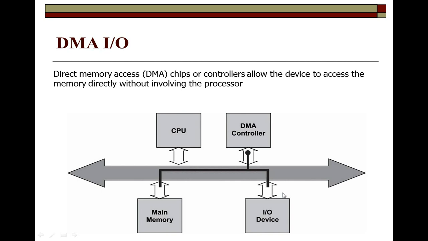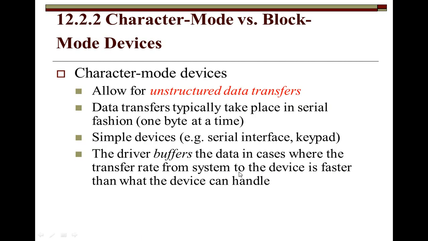Now next we are going to see the DMA input output. DMA is nothing but direct memory access. As I told you, DMA is a direct memory access chip, or a controller that allows the device to access the memory directly without involving any processor. Basically, whenever we want to access some memory, we allow some processor to come into the picture so that the memory is accessed. But this is not the case with DMA. With the help of DMA, the memory can be accessed directly without the help of the processor.